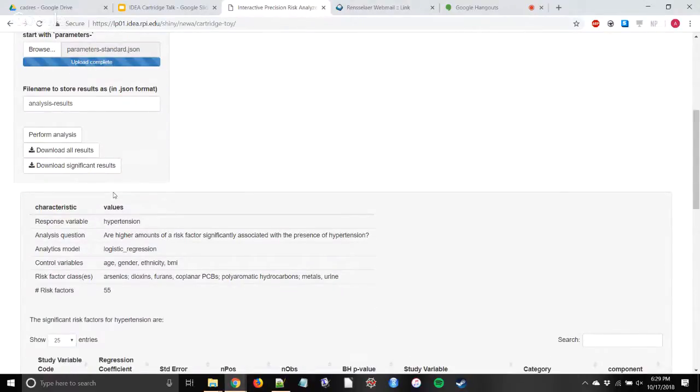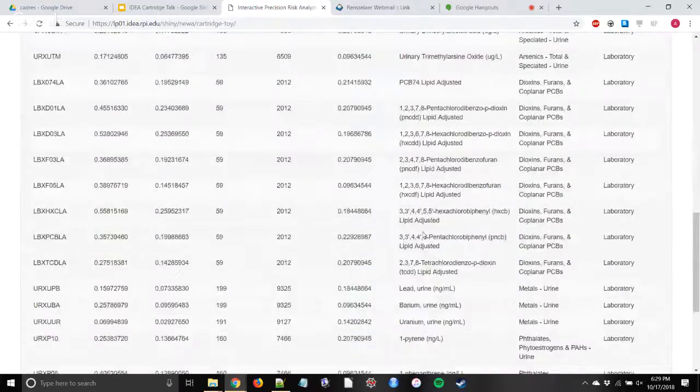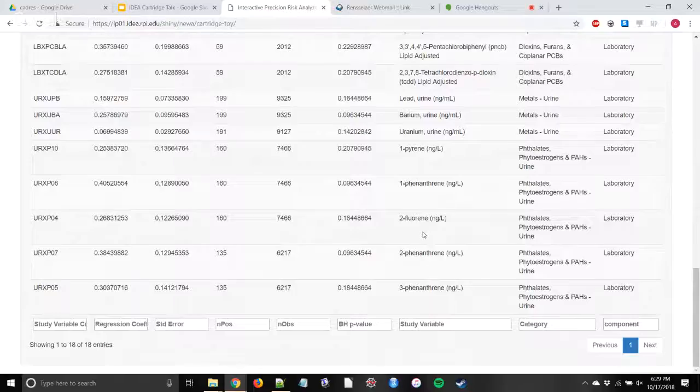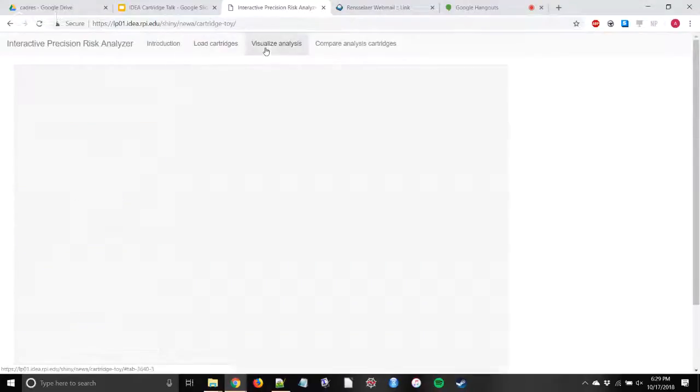Here we have this summary table for the analysis. We were looking at hypertension, and we're saying what risk factors are associated with the presence of hypertension. We're using a logistic regression model, controlling for these four variables, and using these categories of risk factors, which entails looking at 55 different risk factors. Then we have a table that summarizes our results. If you remember what our results cartridge looked like, this is basically that results cartridge in a table format. So this is fairly straightforward, and then you can take your results and visualize them.